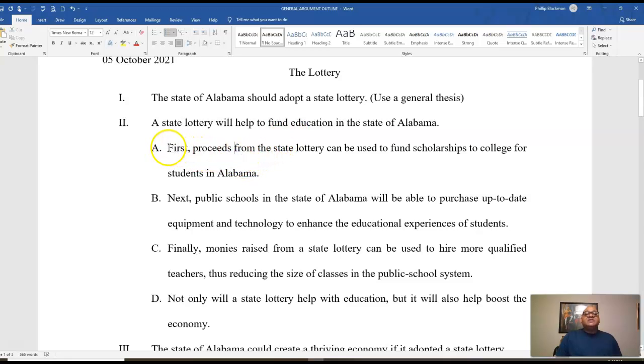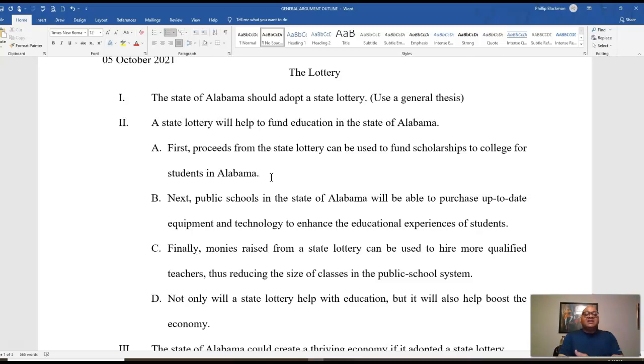So look at this. I use a transition first. Proceeds from the state lottery can be used to fund scholarships to college for students in Alabama. Now remember, part of argument is using reasonable assertions, logic, right? I did not have to use my research for this to come up with this point. This is my paper. This is how I feel a lottery will help to fund education, right? And a lottery can help fund education by giving students scholarships.